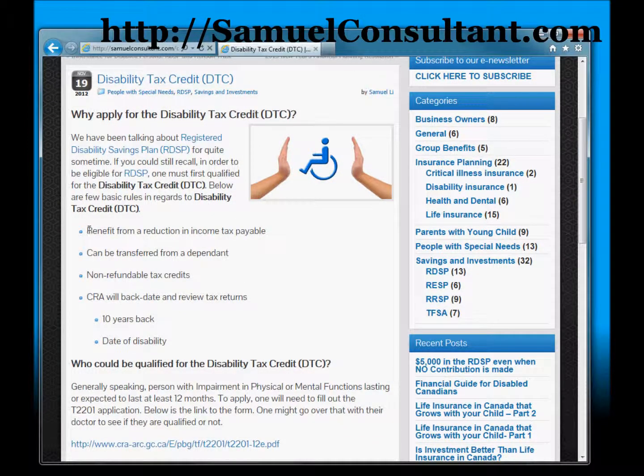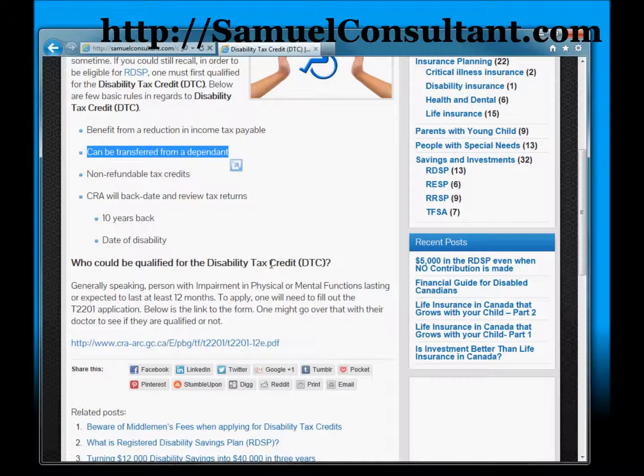So what it is, actually, is a tax credit, and it is used to reduce your income tax payable. So in this way you might be able to get some tax savings from it. However, suppose you're a person with special needs and your income is not that high, you might consider transferring that credit to someone who supports you. Okay, so he or she could get some tax savings, and this one is a non-refundable tax credit.